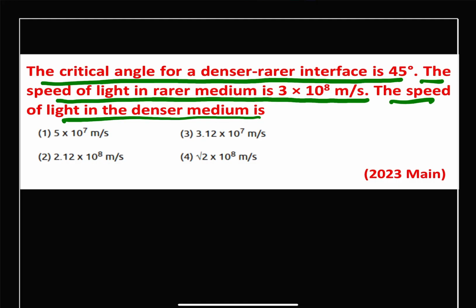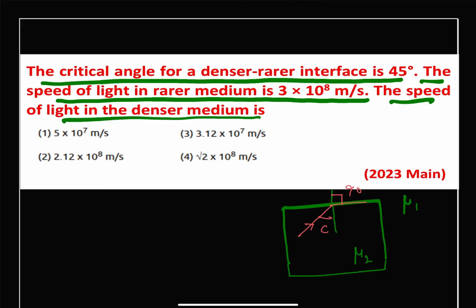So we can draw an approximate figure. Let us suppose its refractive index is given as mu2, the rarer medium mu1, and we have the critical angle. Therefore, it will be just grazing the surface. The angle of refraction will be equal to 90 degrees, and this is the critical angle C.